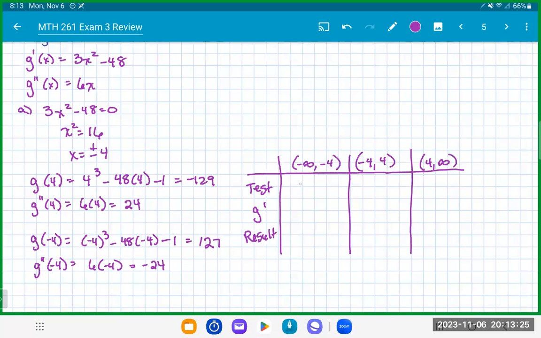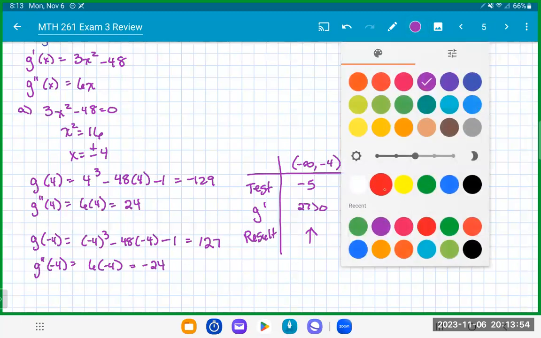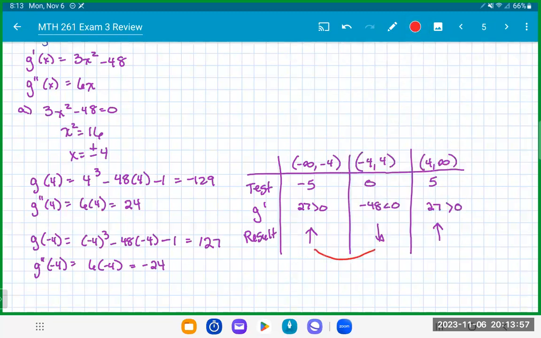Getting our test values, the smallest ones we can in each of those intervals, would leave us with negative 5, 0, and 5. So when we plug those into our derivative, we get 27, which is greater than 0, which means we're increasing, or negative 48, so it's less than 0, so we're decreasing. And then 27, which is greater than 0, so we're increasing again. So that tells me here we're going from increasing to decreasing.